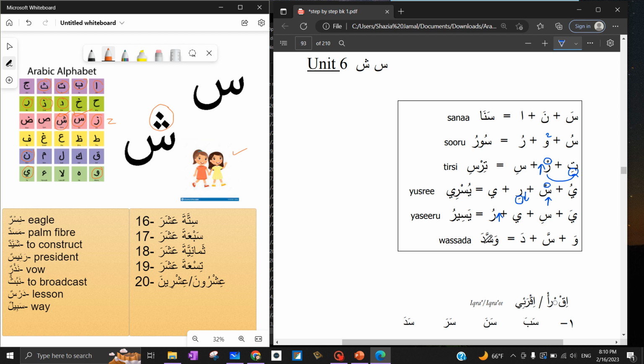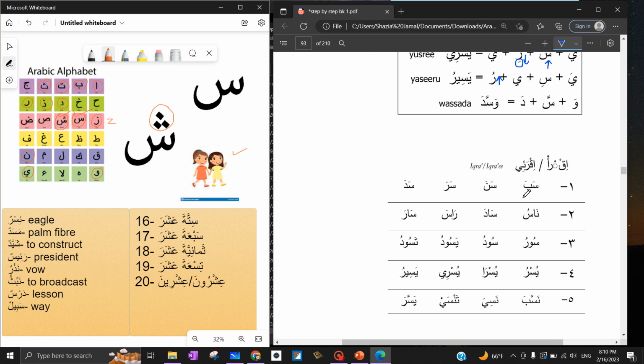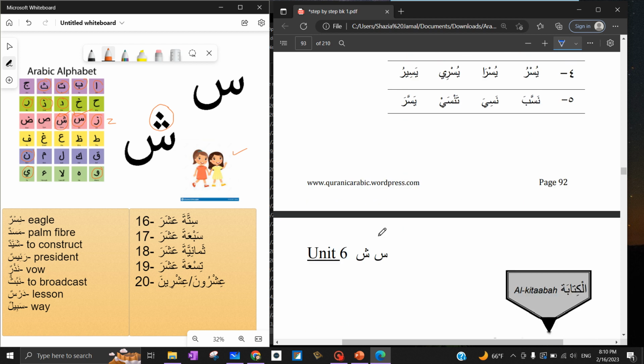Wasada. Wasada. So these are all random words for pronunciation practice. You should do this practice in order to pronounce words easily in Arabic. If you don't practice, the words will be very difficult in Arabic to pronounce.